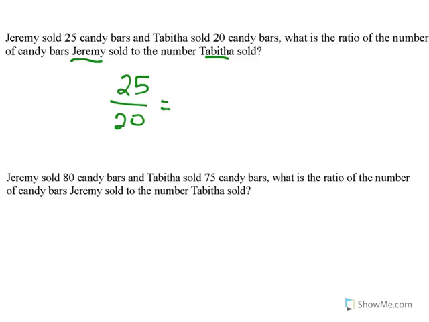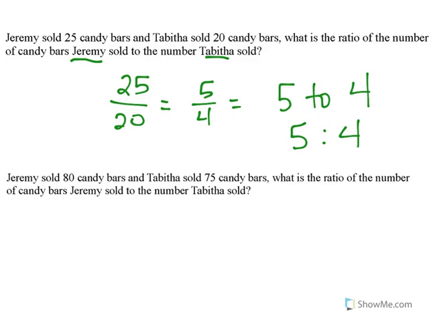25 over 20, if we divide the top and bottom by 5, we get 5 over 4. Okay, and in order to write this as a ratio, we can write it as 5 to 4. And another way we can write it is 5:4. Okay, give the second one a try now.